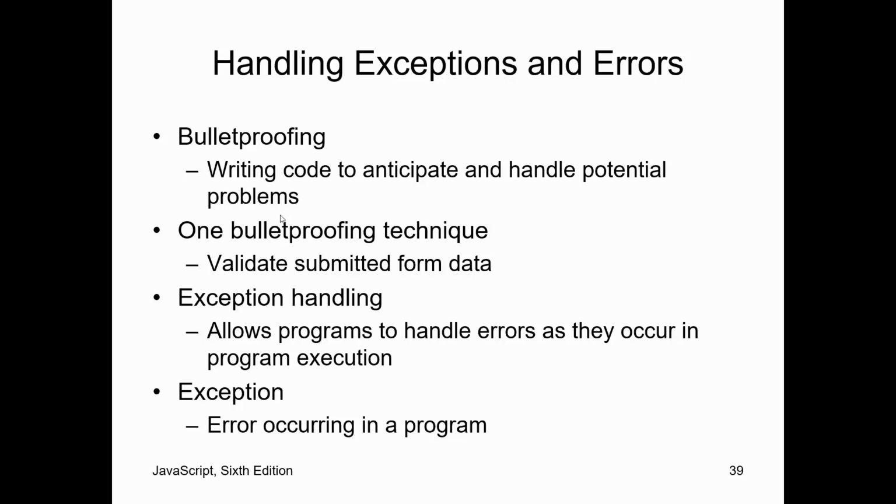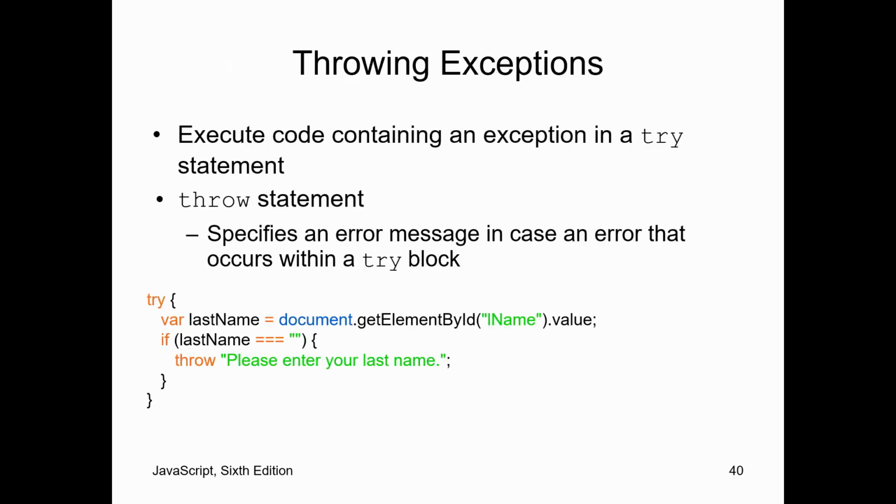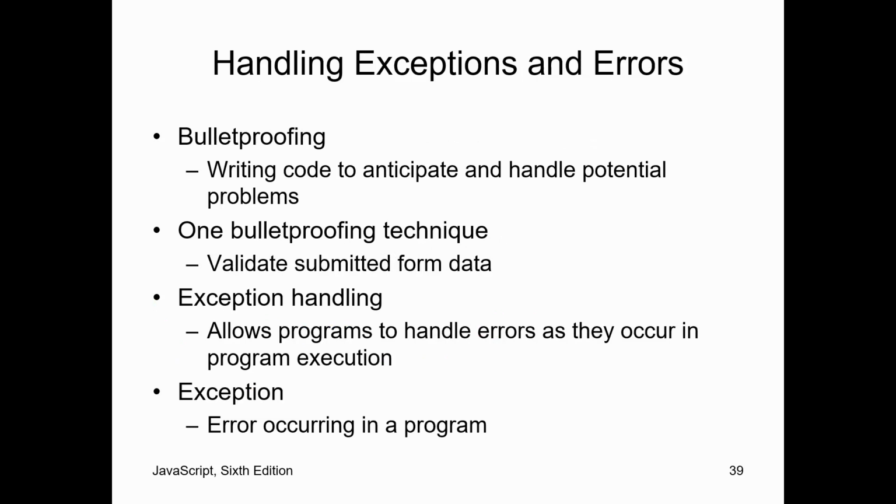Handling exceptions and errors. Now they say bulletproofing. There is no way to totally bulletproof anything, but when you bulletproof, you try to plan for and accommodate every type of error condition you can think of. You validate up the wazoo. There's also something called exception handling that you can do, typically with what's called a try-catch block. And I don't think they talk about it in here. Oh, they do.